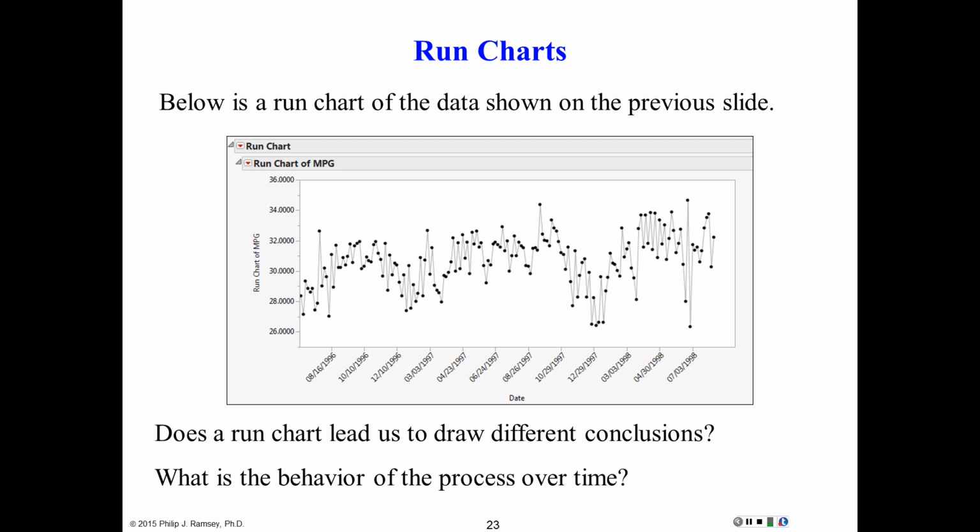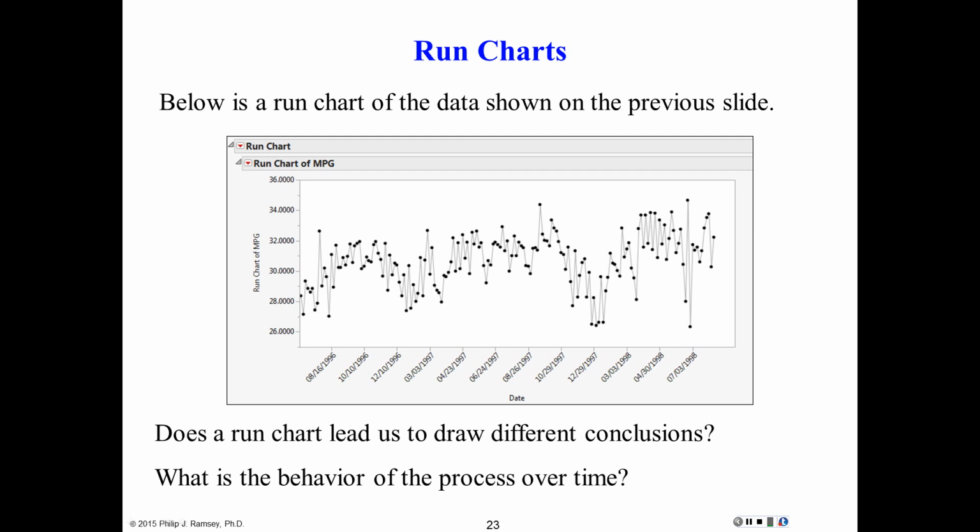So if you've collected data over time, the first thing you should do is plot it in time order to see if there's any important information. What this chart is telling me is the distribution of gas mileage values is not stable. In other words, there is a seasonal pattern to it, and there do occasionally appear to be shifts.